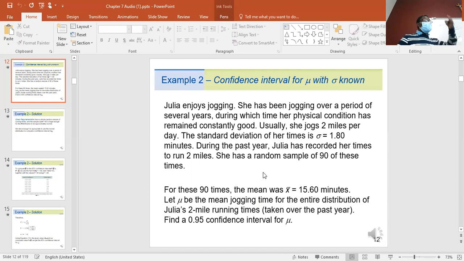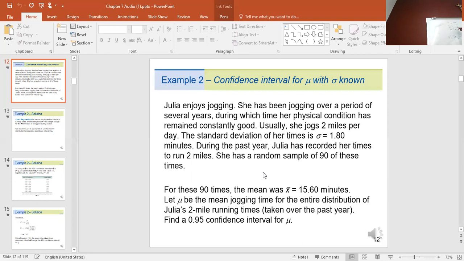We have recorded 90 times that she ran. The time she took to run 90 times. And we want to say, on average, this is her average running time. We want to find the confidence interval. So, C here is 95%. So we are going to find E.